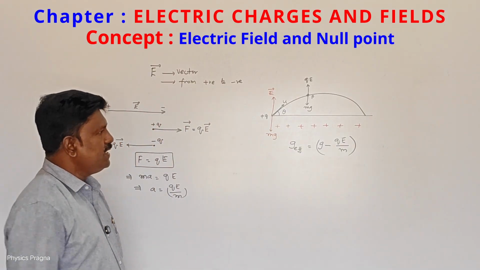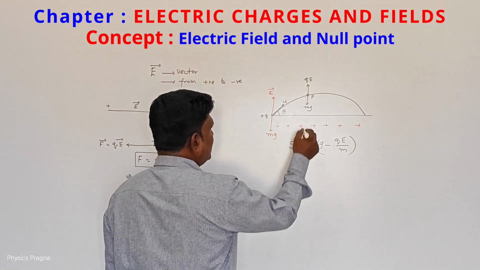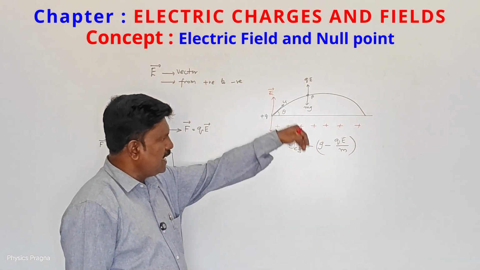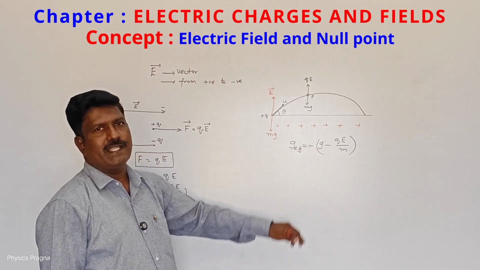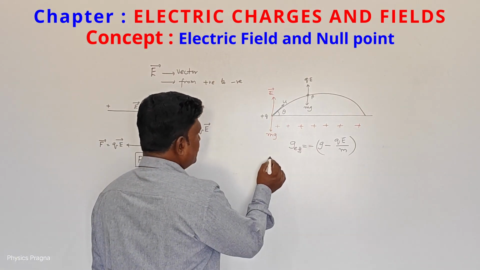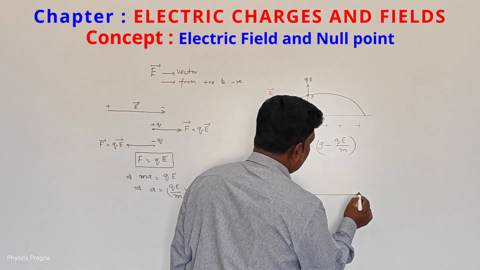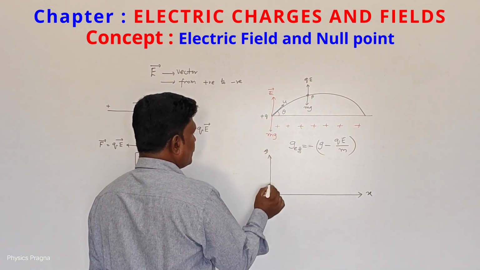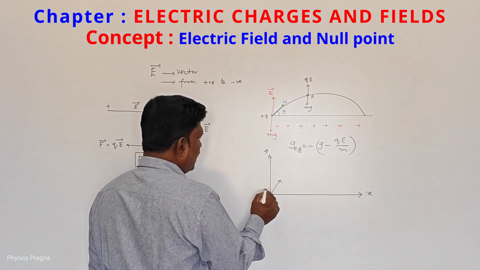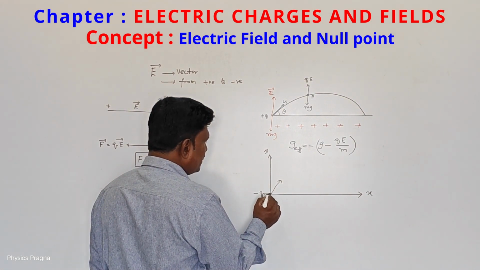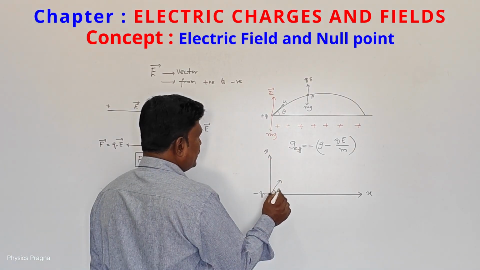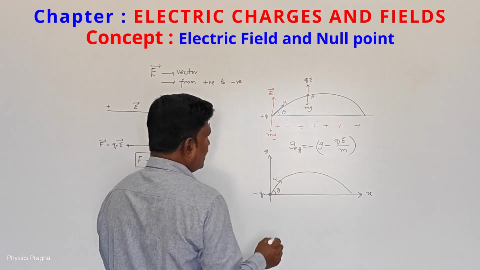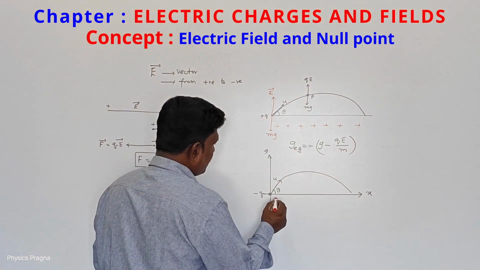Right? Actually, this is a negative one. Why? Because the g is acting downwards. As the g is acting downwards, along negative y-axis, we put negative here. If this is the x-axis, this is the y-axis, a negative charge is projected into air with angle theta with the initial velocity u, and here positive charge is there.